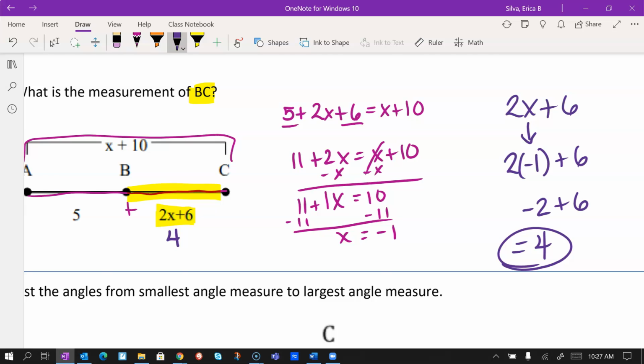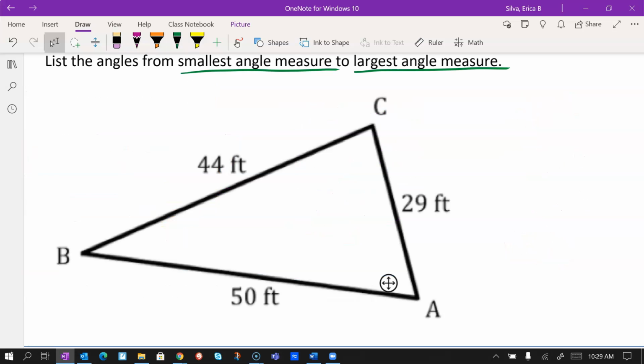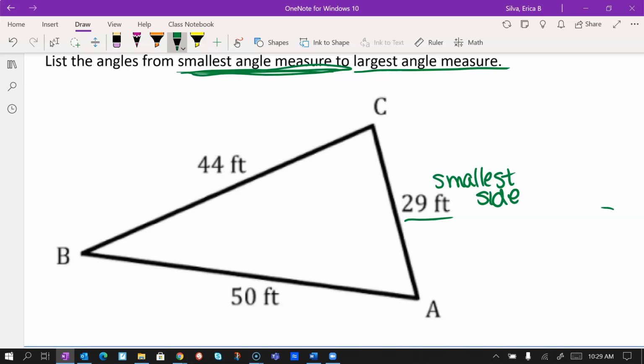So this is equal to 4. Problems like this are easy, easy, easy, because all you have to do is identify the smallest to the largest. So if we're looking for the angle measures, we're going to look for the smallest side. Since this is my smallest side, then the angle that it doesn't touch is going to be my smallest angle.